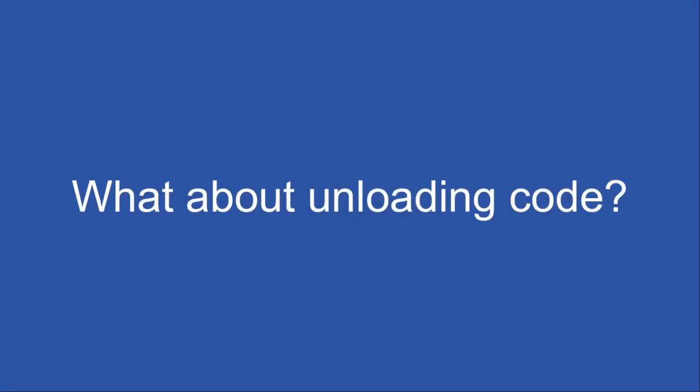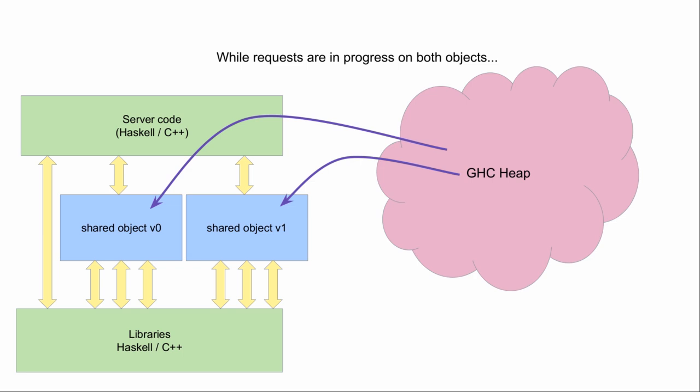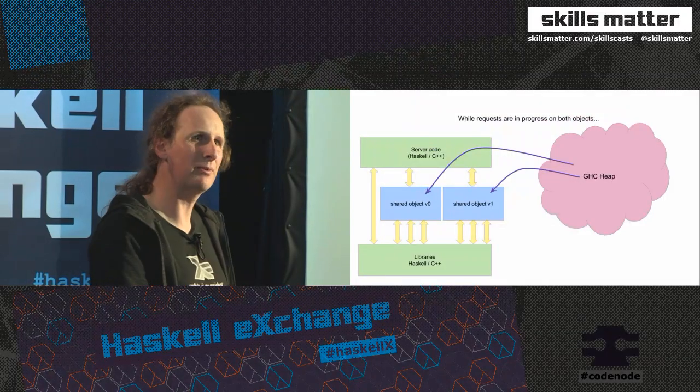Right, so what about unloading code? I told you that the garbage collector gets involved. So we have to understand a bit about how the pointers between the GHC heap and the various versions of the code are represented. Let's imagine that we've got two versions of our shared object, v0 and v1. While requests are running, there are pointers from objects in the GHC heap that point into the code. Why do you have pointers from the heap into the code?